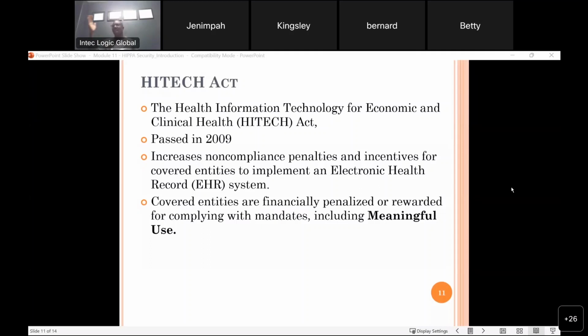So remember, HITECH came in because they wanted to encourage all covered entities to go electronic, to move away from paper-based to electronic health records. Those that complied were given incentives. Those that were very adamant and didn't want to change were penalized. Good, so that is HITECH for you.